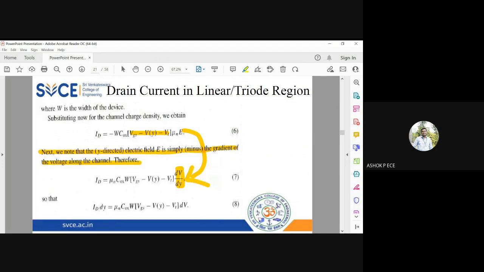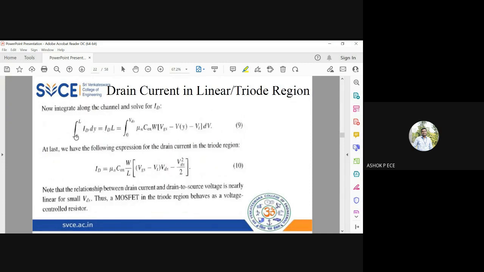Now cross multiply: ID into dy equals this expression into dV. If you want to find ID, integrate both sides. I'm integrating with dy, and dy is the length of your channel, so the channel length varies from 0 to L. And this side is voltage. Across the channel, I'm applying voltage VDS, so I am integrating from 0 to VDS on this side.